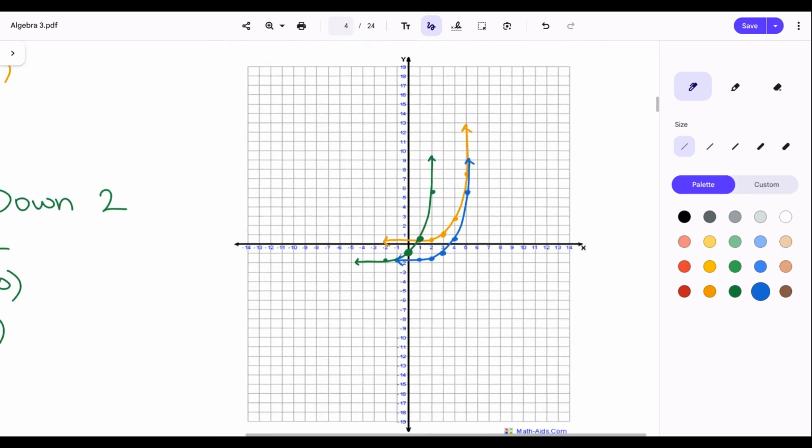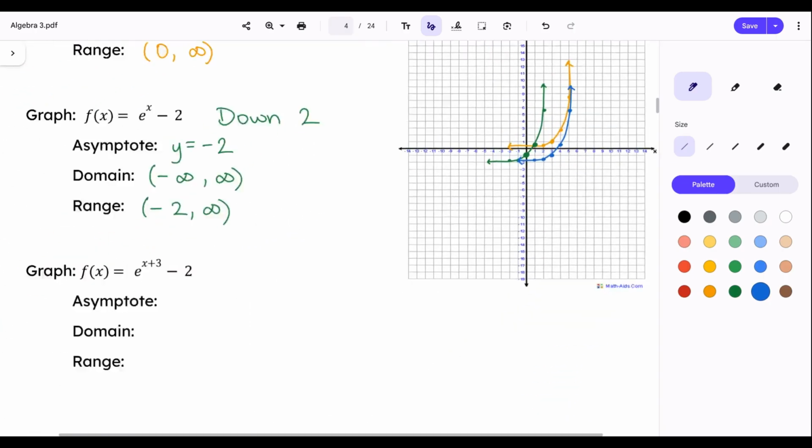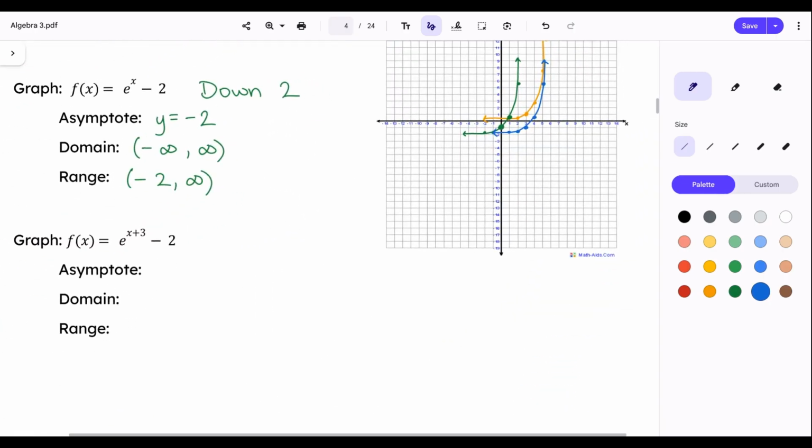Okay, I went ahead and graphed mine so you can kind of see how it compares to yours. What movements happened here? Good, it went right 3 and it went down 2. So again, it's kind of the combination of the two things that we just saw. What is your asymptote at? Good, -2. Your domain? Good, negative to positive infinity. And then what would be your range? Good, still -2 to infinity.